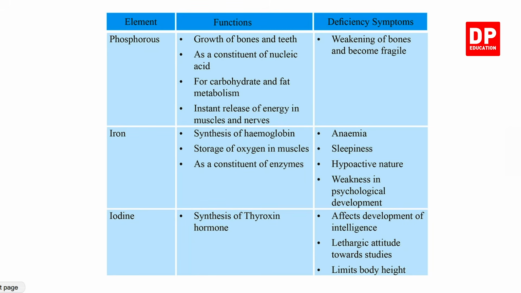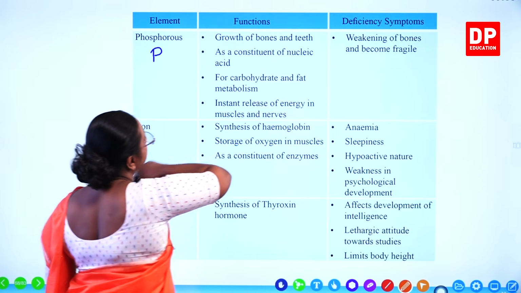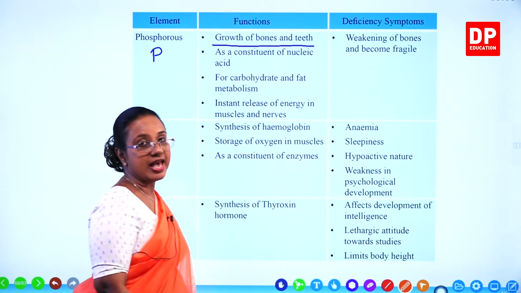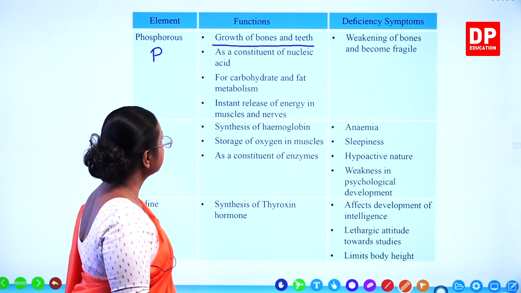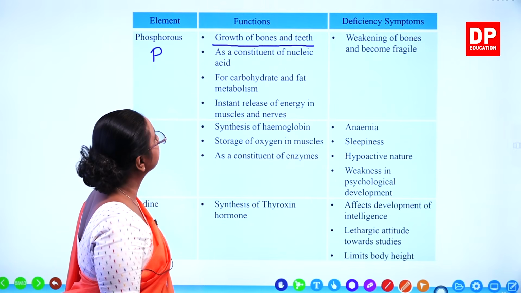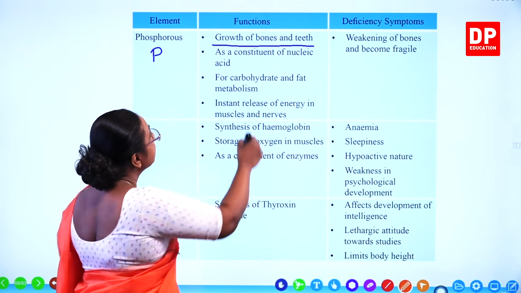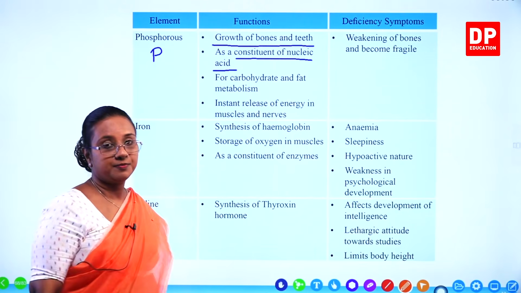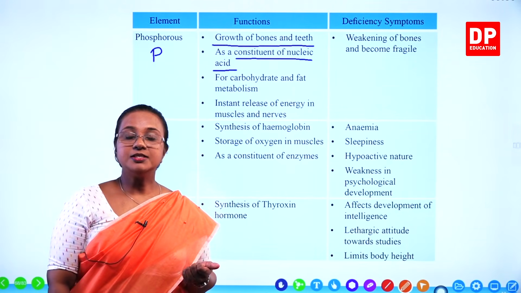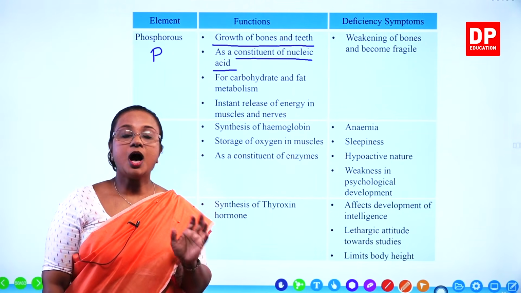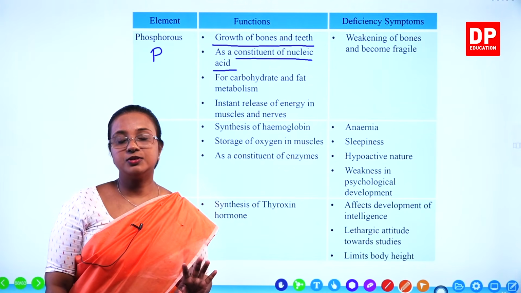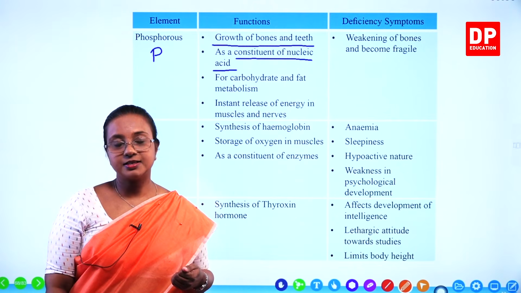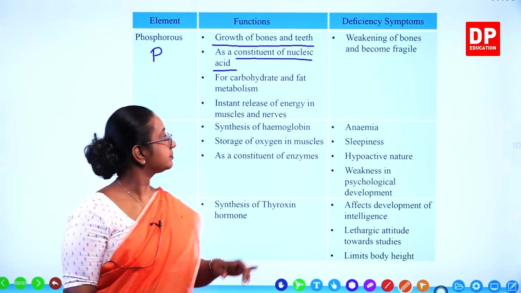Phosphorus, P. This is needed for the growth of bones and teeth. And it is a constituent of nucleic acid. Remember students, we discussed this before. Out of the 4 biomolecules, the nucleic acids only have phosphorus as a constituent element.